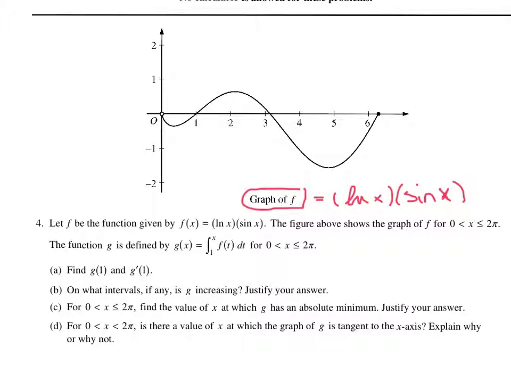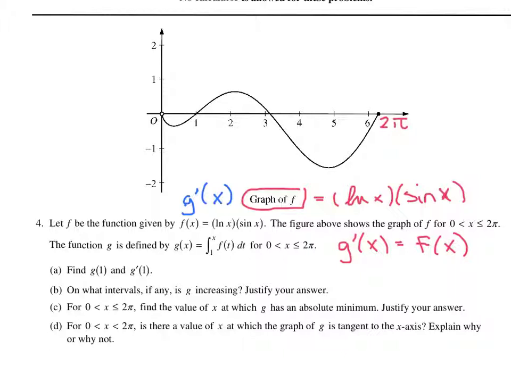So we've got 0 and then we've got 2 pi here. Great. The function g is defined such that g of x is the integral from 1 to x of f of t dt. Well, that's interesting. Then just to clarify things, if we take the derivative of g of x, then we know by the fundamental theorem that the derivative of g of x will be equal to f of x. So something that will help us understand this problem even better is that not only is this the graph of f, but this is also the graph of g prime of x.